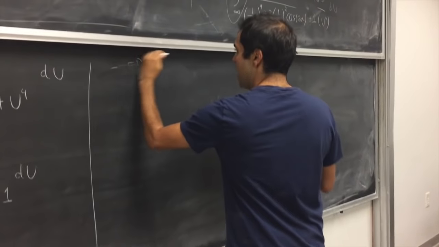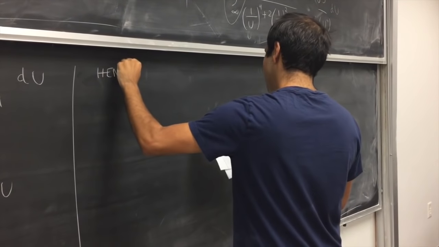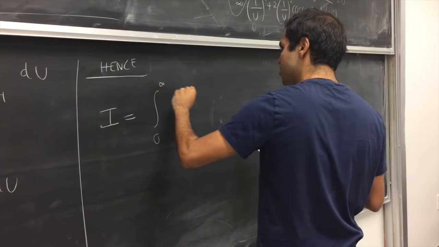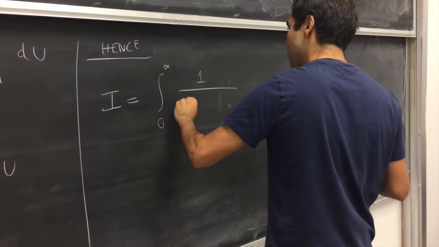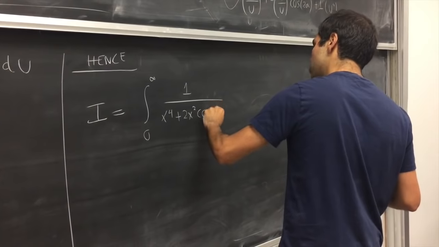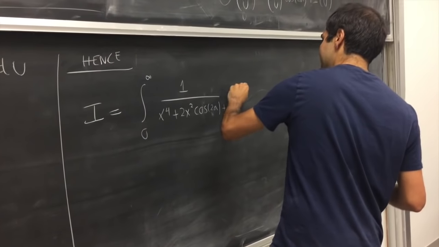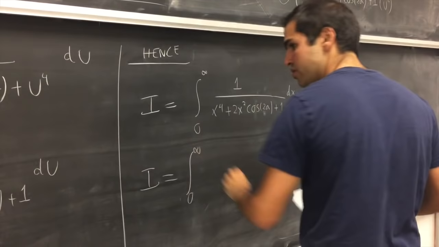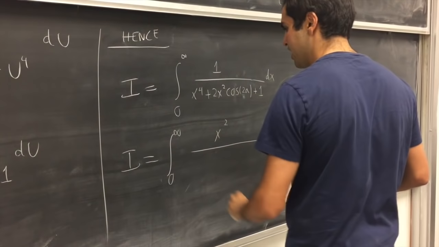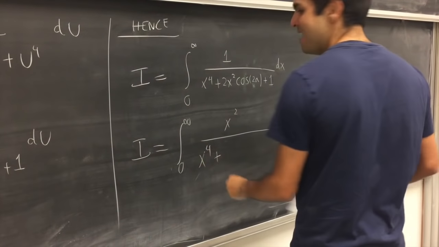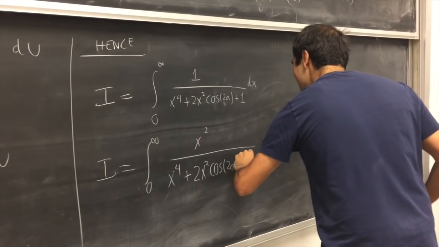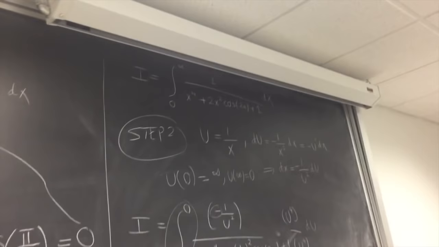So step three. Hence, what do we have? I, on the one hand, by definition, is the integral from 0 to infinity of 1 over x to the 4th plus 2x squared cosine of 2a plus 1 dx. On the other hand, what we've shown here is that I is the integral from 0 to infinity of, instead of writing u, let's write x again. So make America x again, okay? x squared over x to the 4th plus 2x squared cosine of 2a plus 1 dx. We have those two things. Let's just add them up.